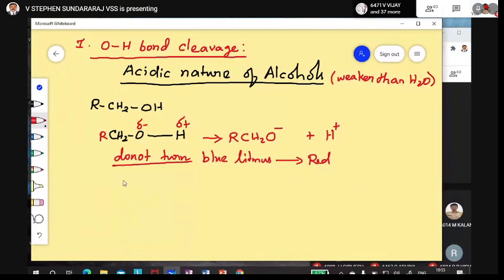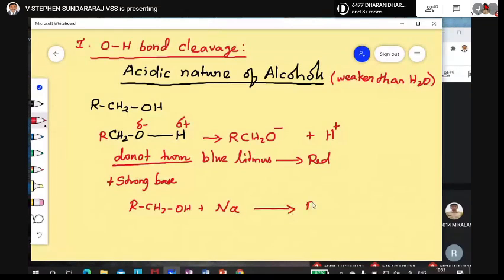That means they will react with only a strong base. Strong base means I am not even taking sodium hydroxide here; I can take that in a very strong condition. So R-CH2OH with sodium metal. Sodium metal is a very strong base, and here it will form R-CH2-ONa, sodium alkoxide. You write down sodium alkoxide: ethoxide, methoxide, propoxide. Since I have used the R symbol, that's why I'm using alkoxide.